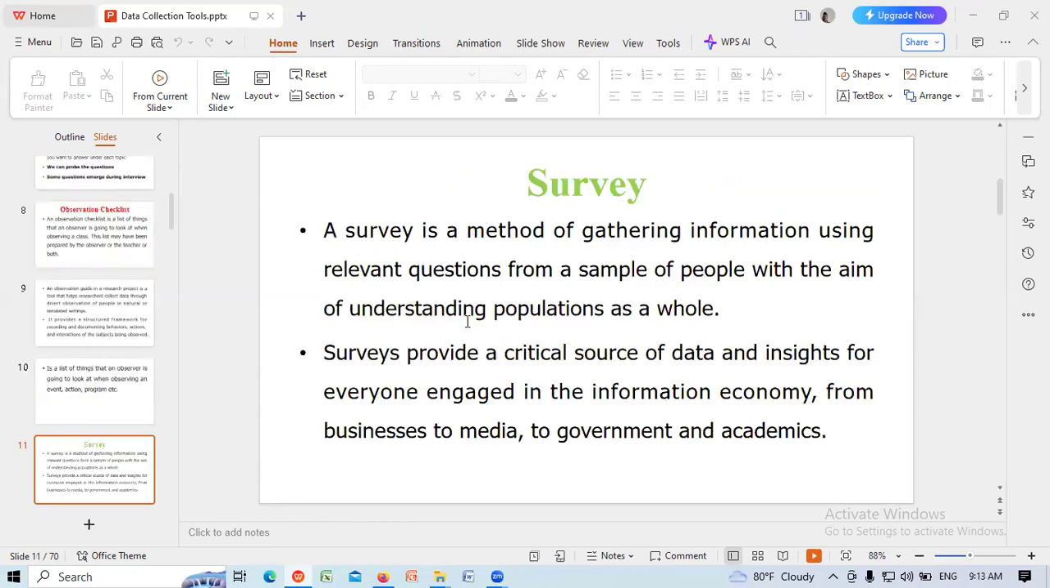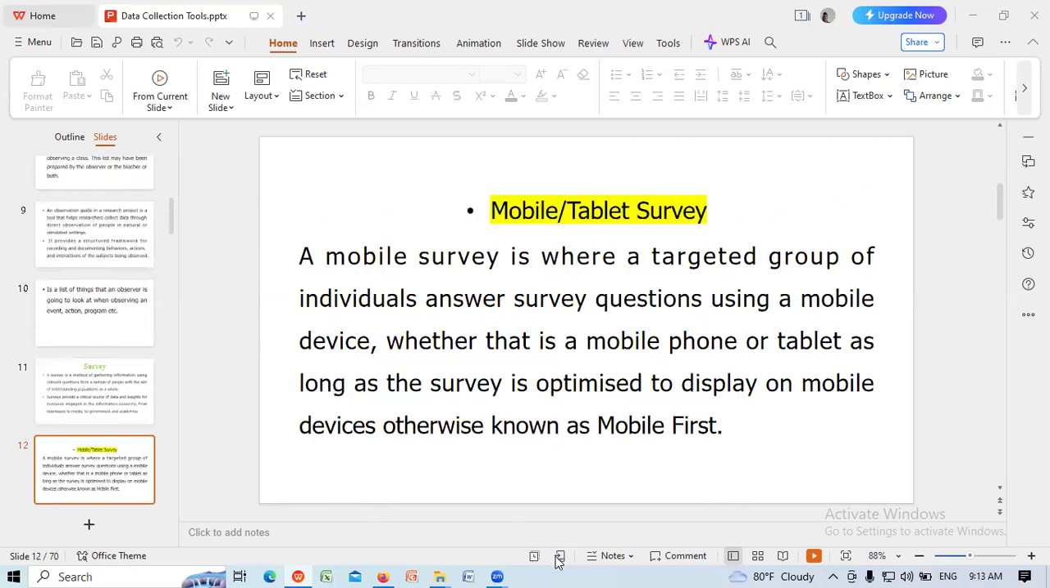Survey. A survey is a method of gathering information using relevant questions from a sample of people with the aim of understanding the population as well. Surveys provide a critical source of data and insight for everyone engaged in the information economy, from business and media to government and academics. Mobile tablet survey.